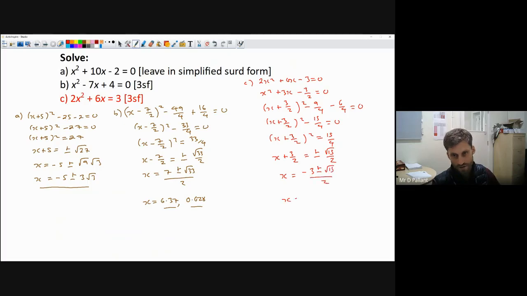And it says 3SF, so I'm going to type into my calculator -3 plus square root of 15/2. And I've got 0.436. And then I'm going to go back and change the plus to a minus, and I've got minus 3.44. And they're my two answers there.